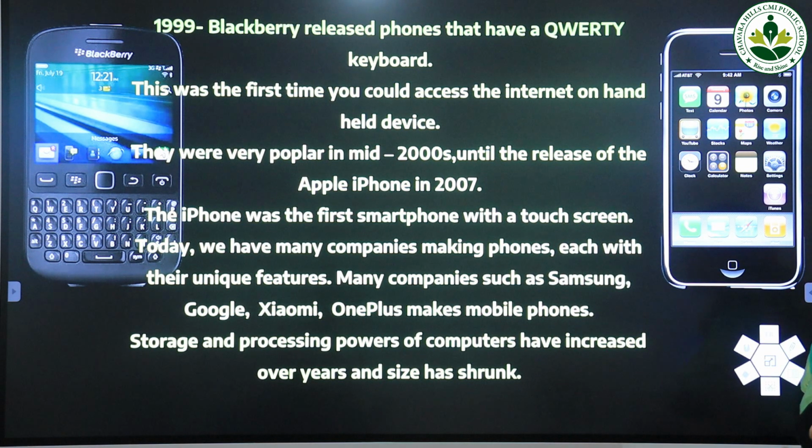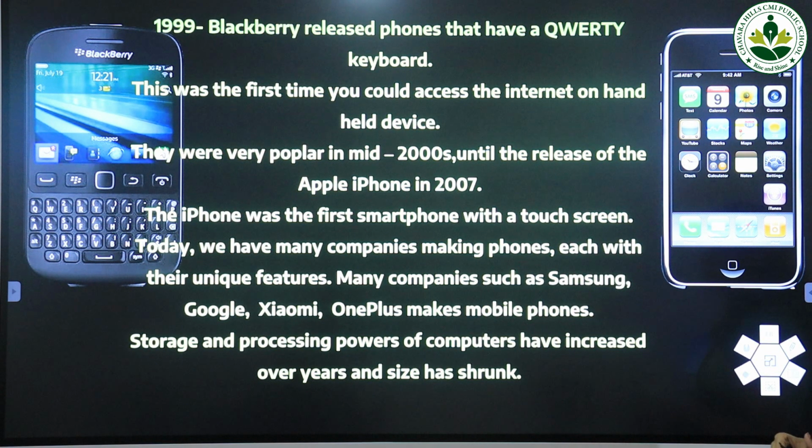So the BlackBerry was very popular in the mid 2000s, but after the release of the iPhone in 2007, the iPhone was the first smartphone with a touch screen. So the BlackBerry phone has a QWERTY keyboard, but the iPhone is a touch screen smartphone.